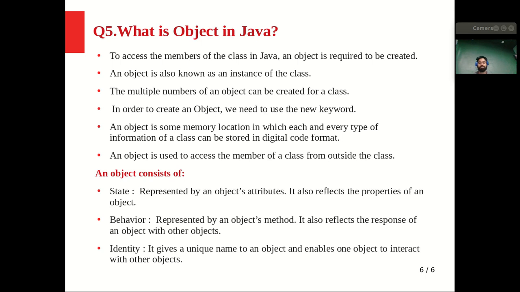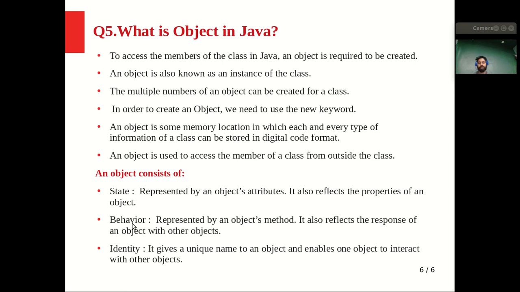Now the question comes, what does the object consist of? Basically the object consists of these three parts: state, behavior, and identity. State represents the object's attributes. It also reflects the properties of an object. In the class we have attributes, like we have defined the attributes name and count. All these are attributes of a class, and they are stored in an object, right?